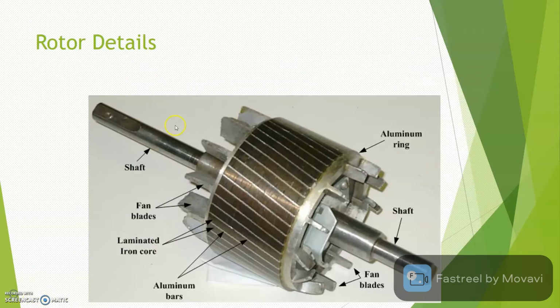This is another example of the rotor details for the squirrel cage rotor. Here you have a laminated iron core that is slanted, and here you have fan blades. The fan is for the cooling of the rotor. The rotor is connected to the shaft, and the shaft will be connected to the output load.